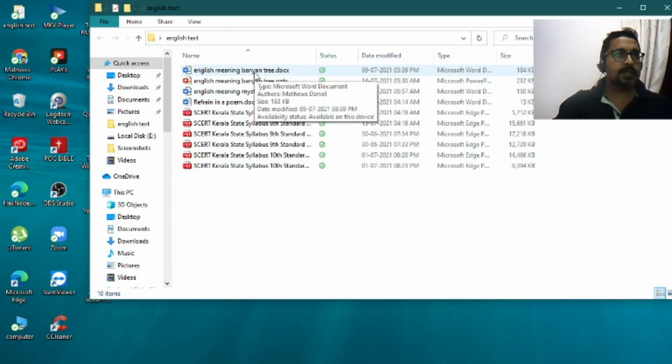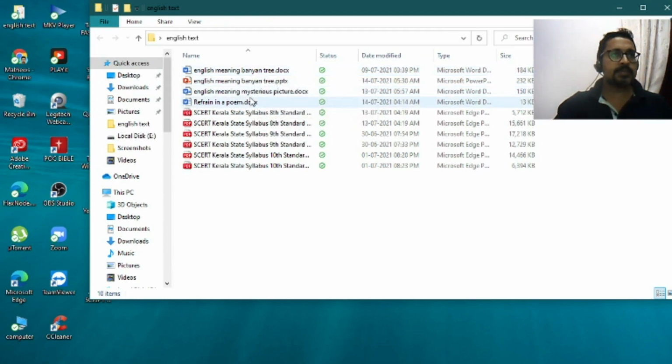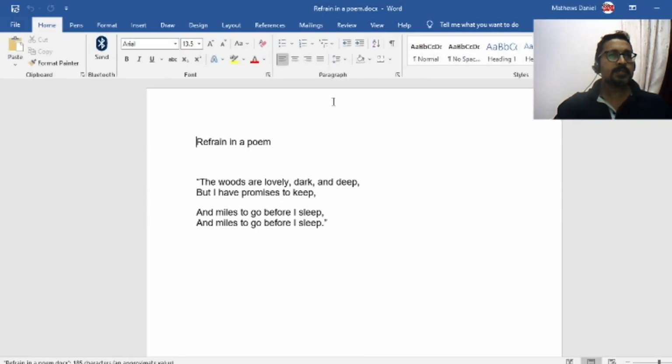There's a word, look here. There's a particular word, refrain. It refrained from interfering in the fight. But see, the word refrain has another meaning. Refrain is a poetic device. An example is given here.